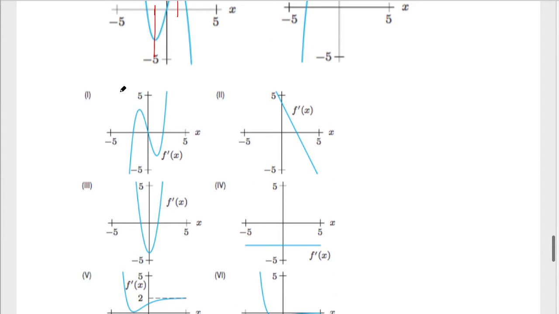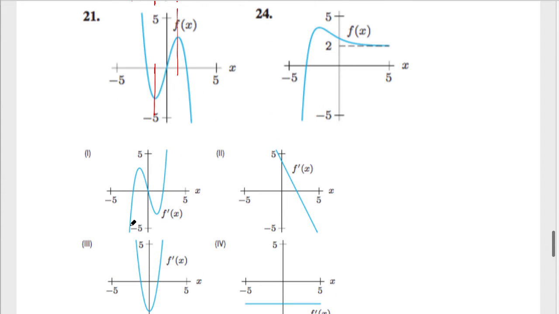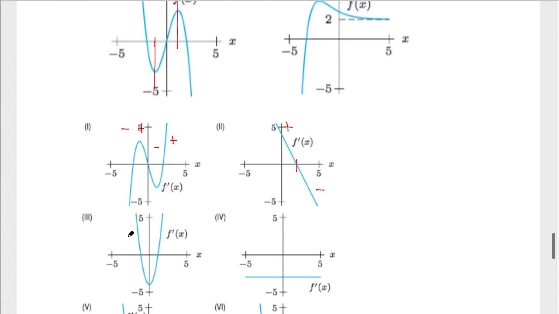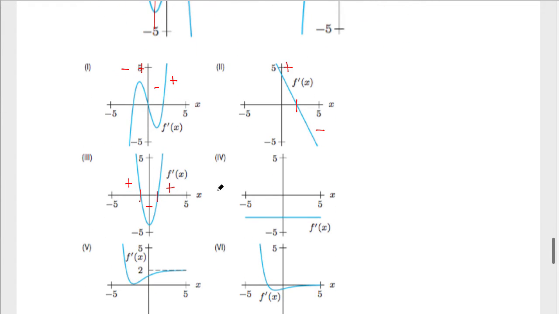So number 1 does not, because it is negative up until this point, then it is positive, then negative, then positive again. Negative, positive, negative, positive. And so we're looking at the values of this now. Here, my f prime of x is positive up until this point and then negative below it. Here, my f prime is positive, then it's negative for this section, and then positive again. So this could be our answer for 21, but we'll keep going.